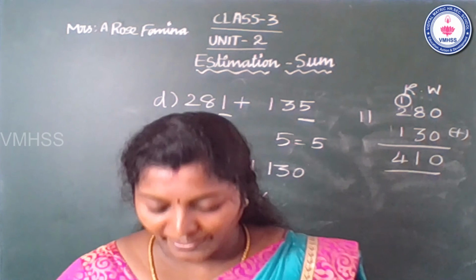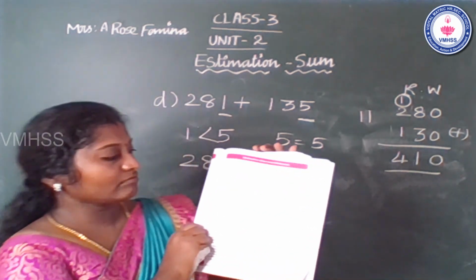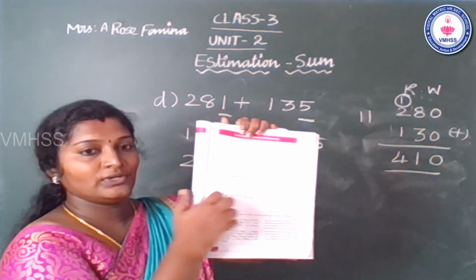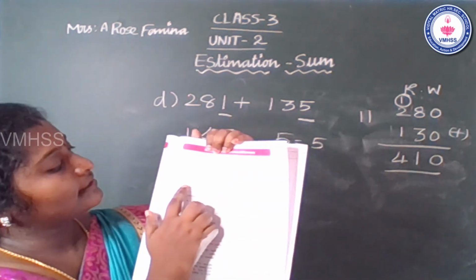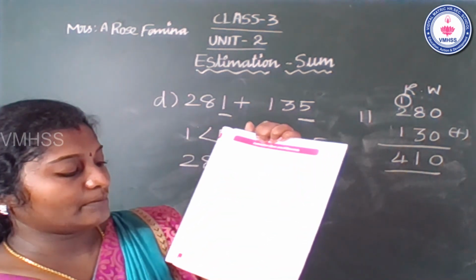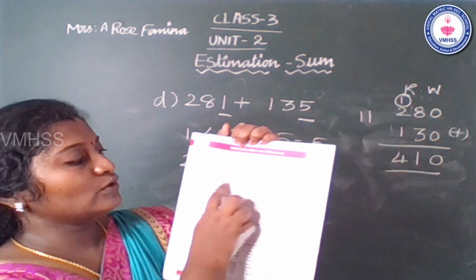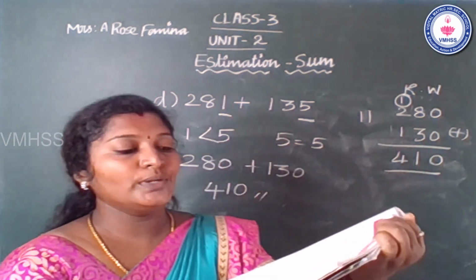Take page number 57, E, F, G, H. Okay, students, today's homework: these four sums. Page number 57, estimation sums. Do them in your workbook.